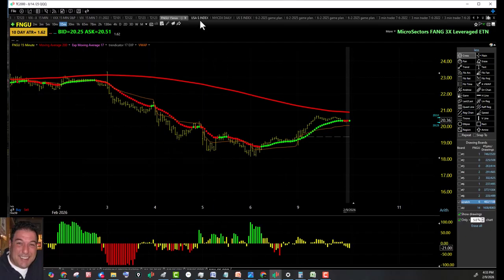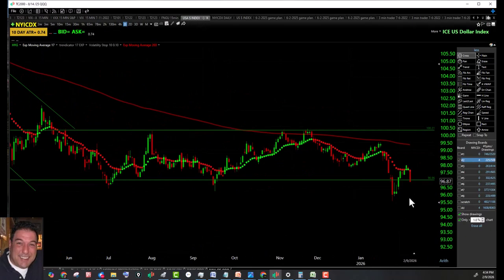That's it. US dollar index, I don't know where we close. Nice candle on the index in that we're in a downtrend and they're no longer moving up. Okay, so nice candle there.